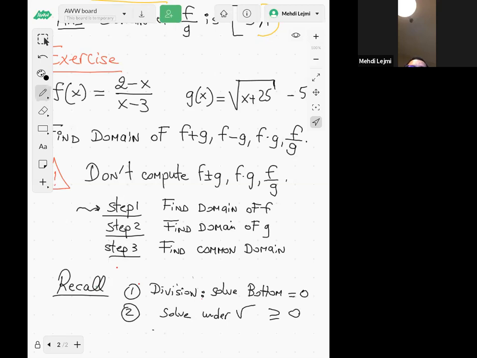Yes, that would be the domain of f, Rabiul. Yeah, that's the domain of f.